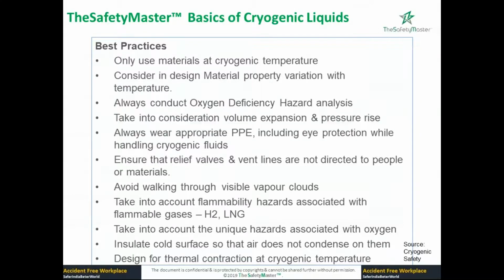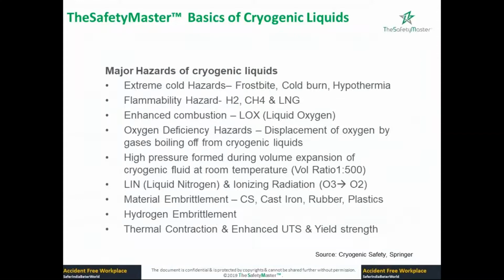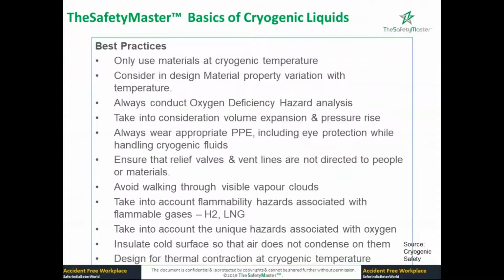That's the first thing. Next, when you design, always take material property variation into consideration, because as I told you in the previous slide, the thermal contraction and the change in UTS and yield strength are issues in cryogenics. So always consider that in your material property variation with temperature.